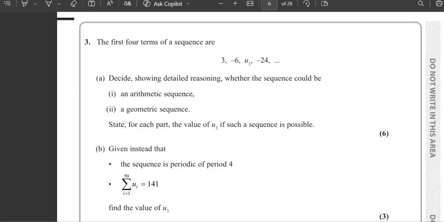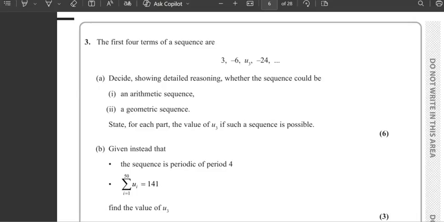Then of course part B. Part B says that given instead that the sequence is periodic of period 4, and also the sum of the first 50 terms, from i equals 1 to 50, equals 141, then find the value of u3.